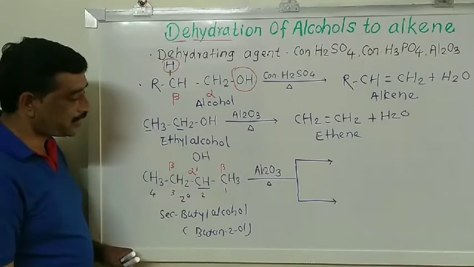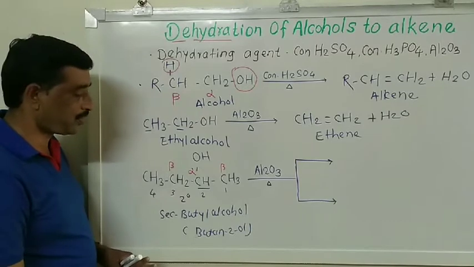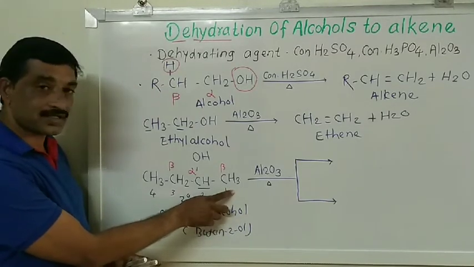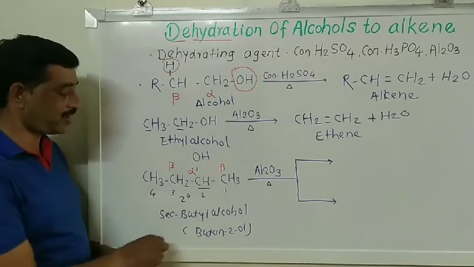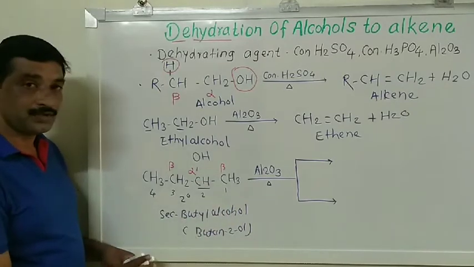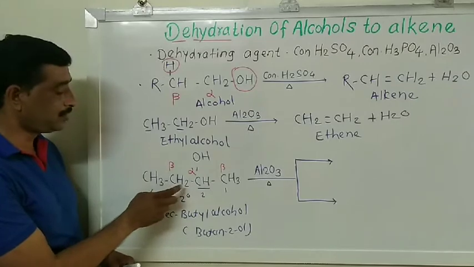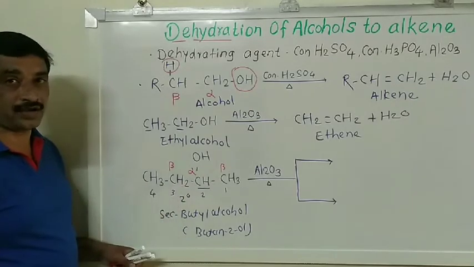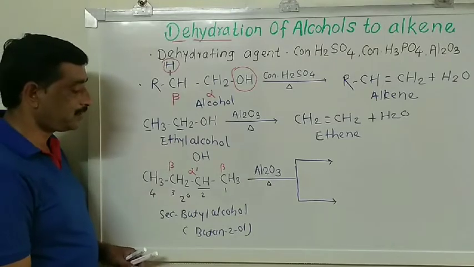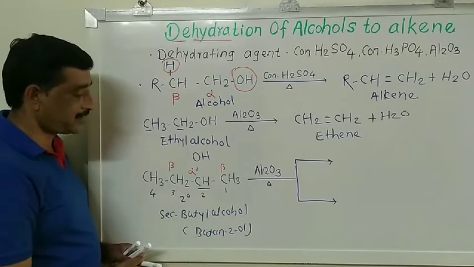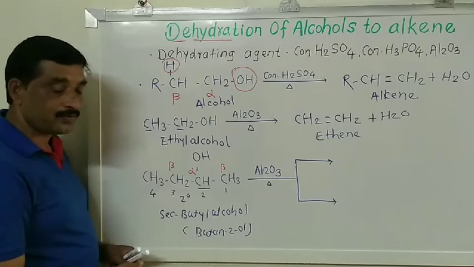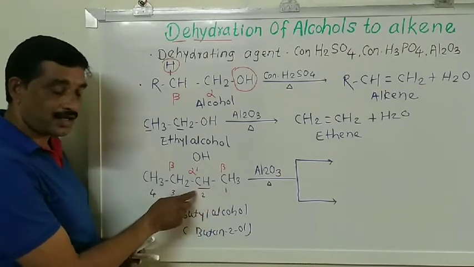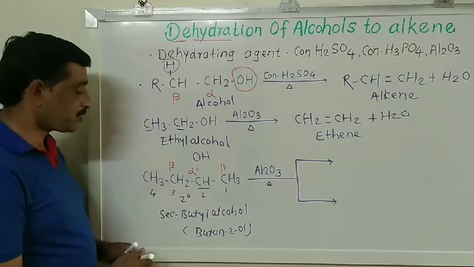So there is a possibility of formation of a product by eliminating a hydrogen atom from this first carbon atom, and there is also a possibility of formation of a product by eliminating hydrogen from the third carbon atom. So we get here two different compounds. First we consider the dehydration reaction that takes place by removal of a water molecule from the first carbon atom and second carbon atom. So we get which product?